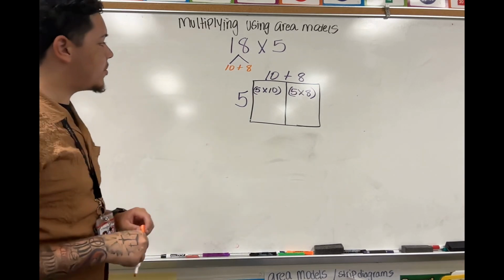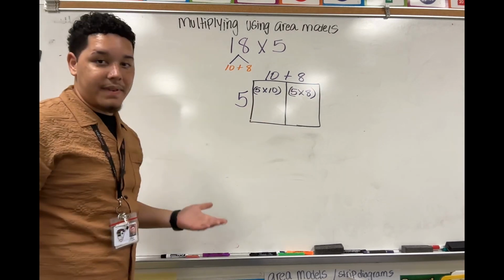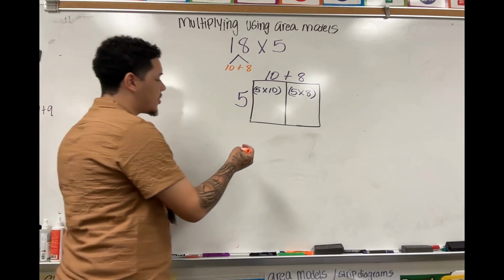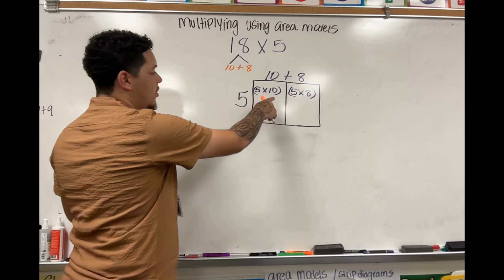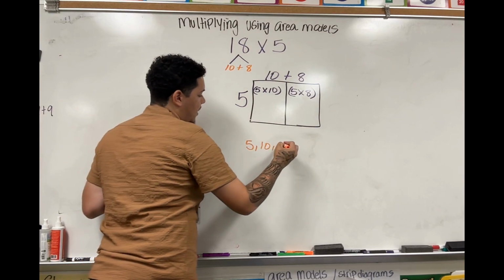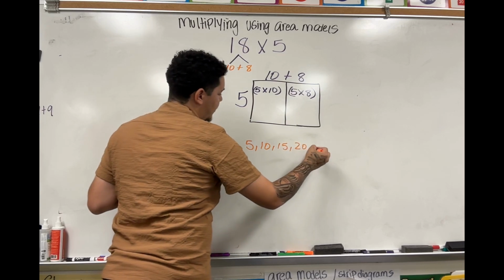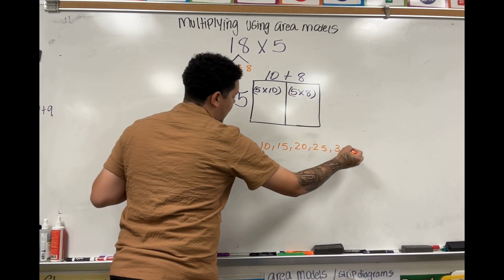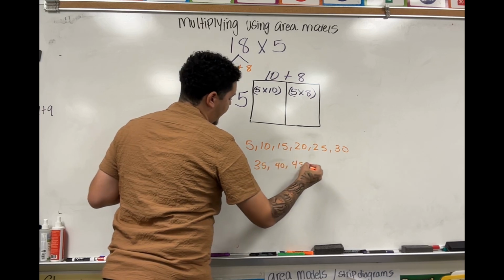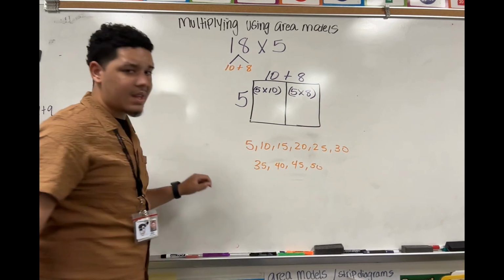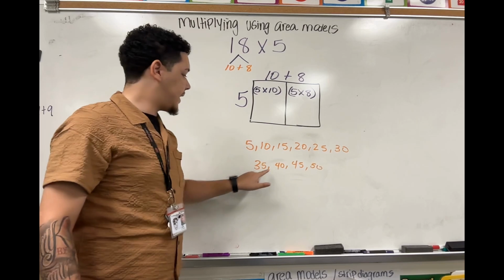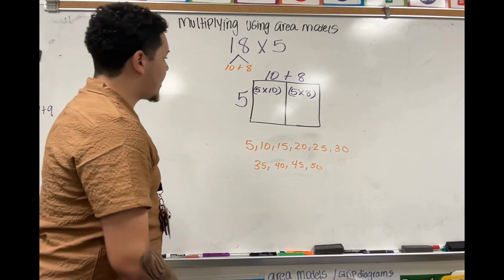And now what I'm going to do is simply ask myself, what's 5 times 10? If I don't know what 5 times 10 is, I can skip count by 5s. And I'm going to show you a trick to help you understand what to do when you have a 0. Okay, so let me skip count by 5s. 5, 10, 15, 20, 25, 30, 35, 40, 45, and 50. I know it's 50 because if I count 1, 2, 3, 4, 5, 6, 7, 8, 9, 10. So 5 times 10 is 50.